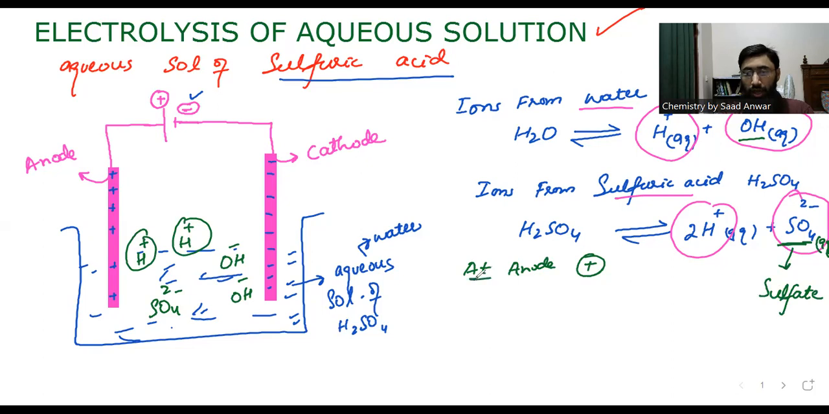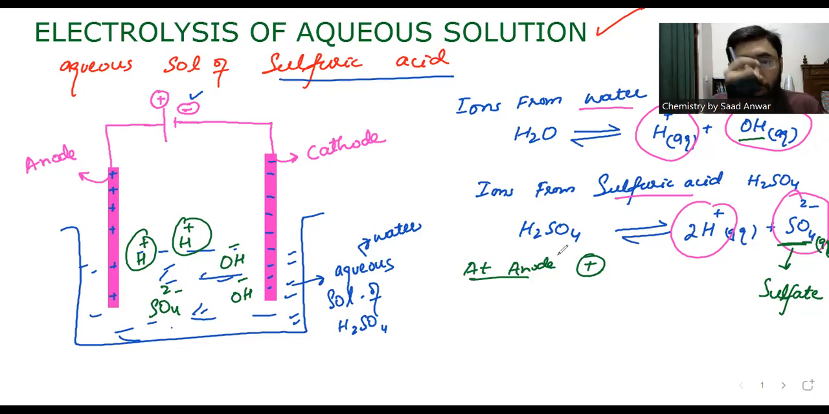As you know, the anode carries positive charge. So hydroxide ions want to move towards the anode, and sulfate ions also want to move towards the anode. Sulfate ion, being a negative charge species, tries to reach the anode, and hydroxide ion, being a negative charge species, also tries to reach the anode. The point is, which ion will reach the anode earlier?